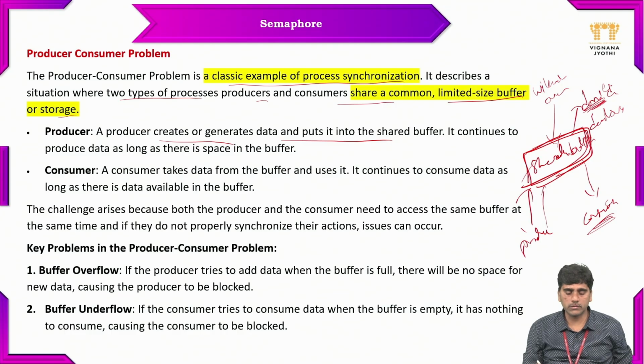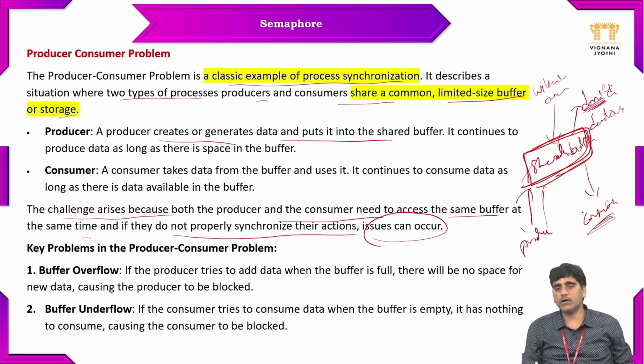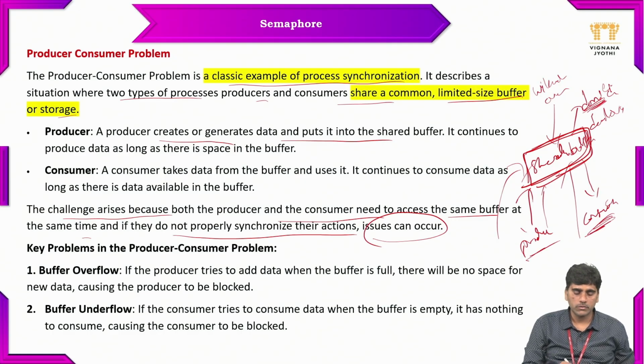So how are they taking this challenge? This challenge arises because both the producer and the consumer need to access the same buffer at the same time, and if they do not properly synchronize their actions, issues can occur. If they are not coordinated with each other, then what will happen? The producer is always producing something and the consumer is always consuming something, so there may be data inconsistency, right? To avoid this type of problem, the two processes must cooperate with each other. Because of this, we have to use the semaphore as the solution.